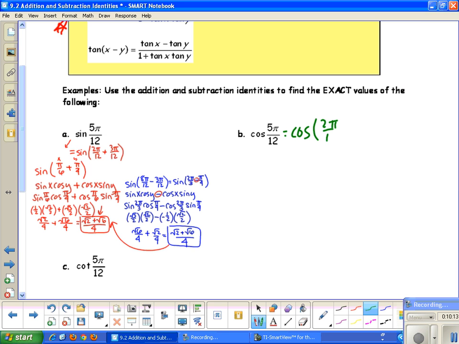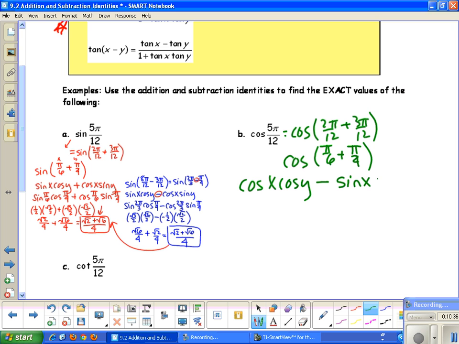So the cosine of 2 pi over 12 plus 3 pi over 12 is equal to the cosine of pi over 6 plus pi over 4. So then I need to know my addition identity for cosine. It's the cosine x cosine y minus, because remember the signs are opposite, sine x sine y, and each of the angles stands for x and y. So this would be cosine pi over 6 times the cosine of pi over 4 minus the sine of pi over 6 times the sine of pi over 4.